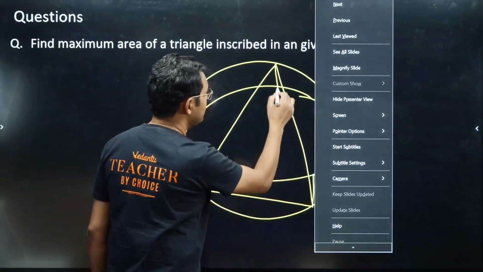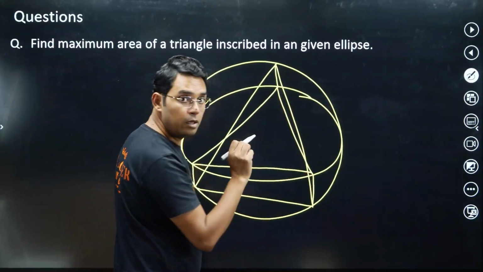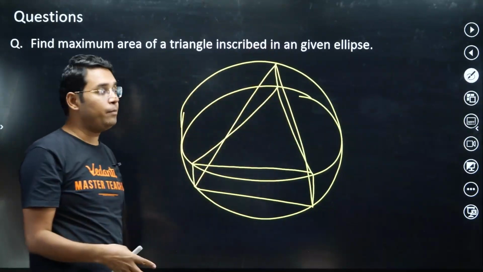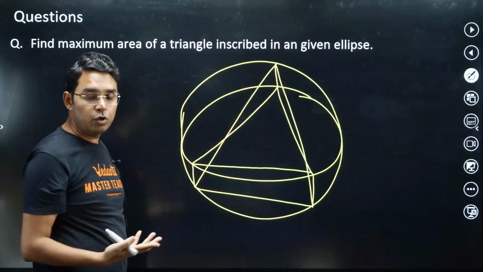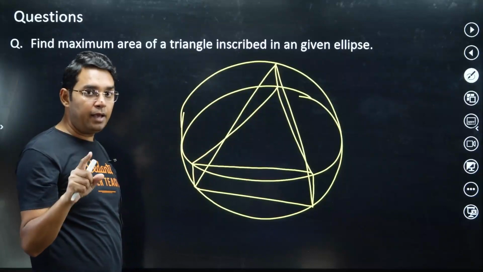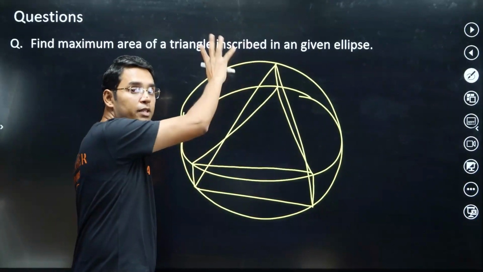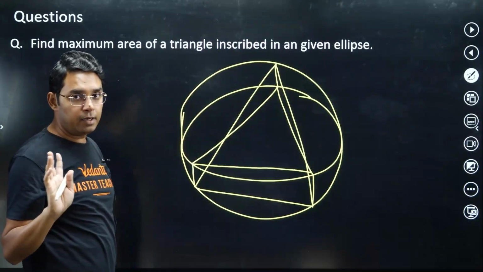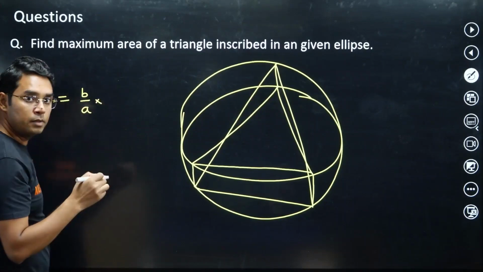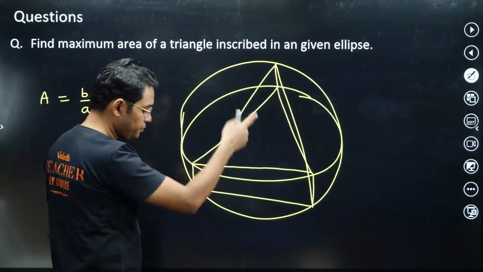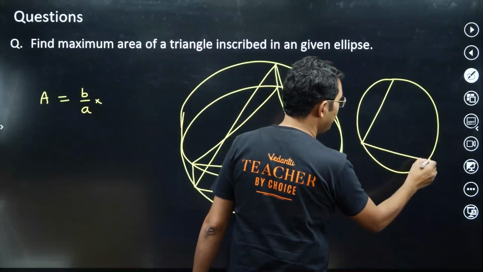Okay, so these points will give you the maximum possible area of the triangle. In fact, there can be infinitely many possible equilateral triangles on the auxiliary circle and corresponding to that on the ellipse also. On the ellipse, that triangle will not be equilateral, but the area will be maximum if the corresponding triangle on the auxiliary circle is equilateral. If you have to find this area, it should be just b upon a times the area in the auxiliary circle. How to find this area of an equilateral triangle in any circle?